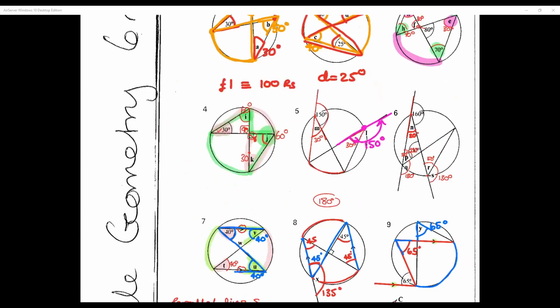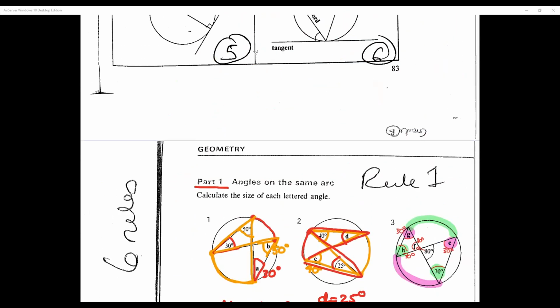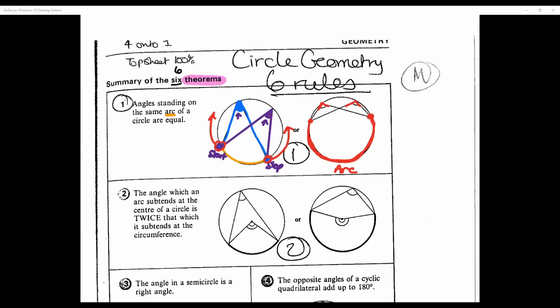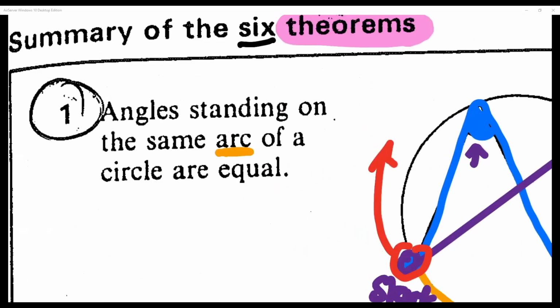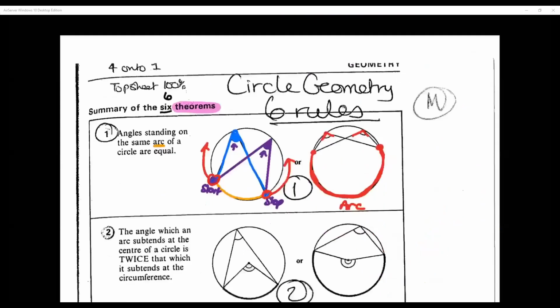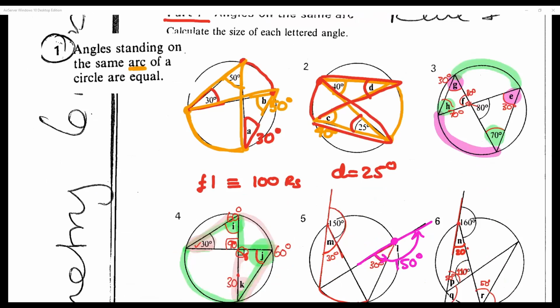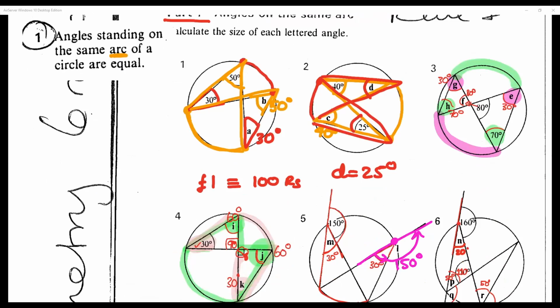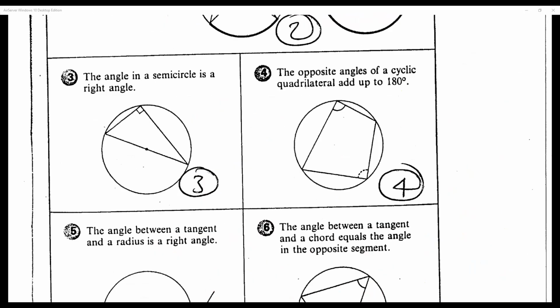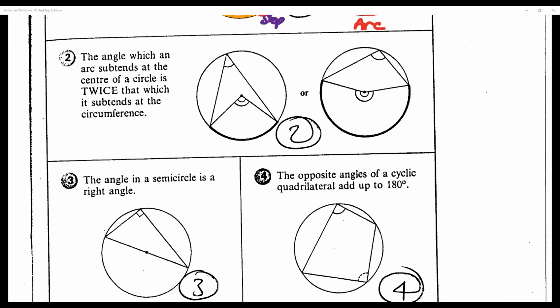Fantastic. Okay. So can somebody remind me what the rule for the part 1 rule was? What was it? Angles having the same mark, like an equal. Right. Sorted. Right, question number 2.